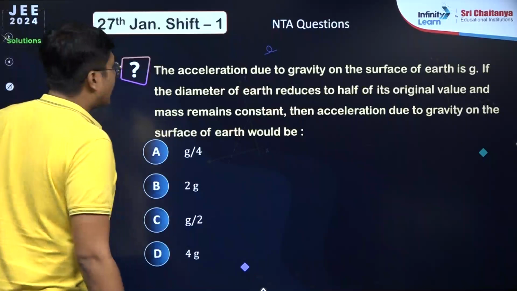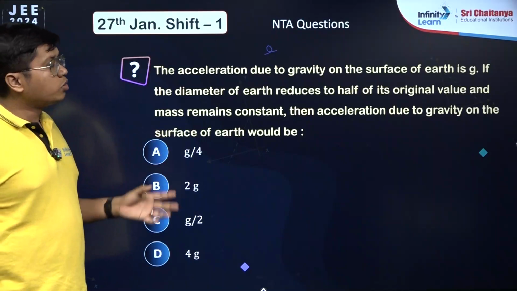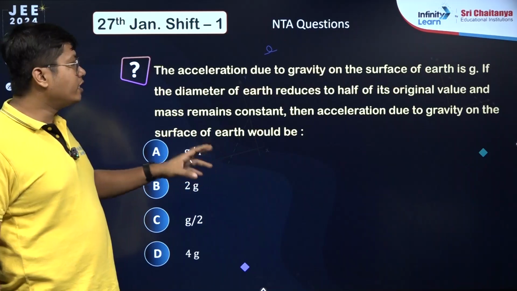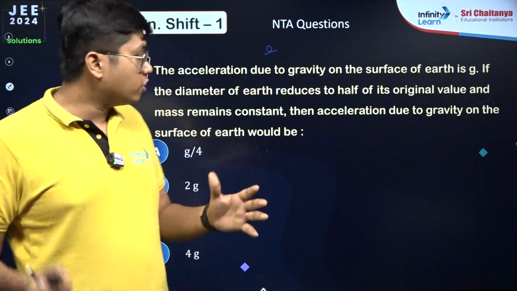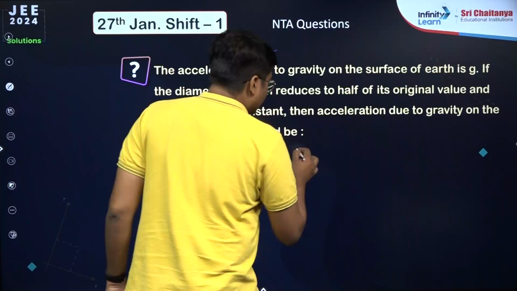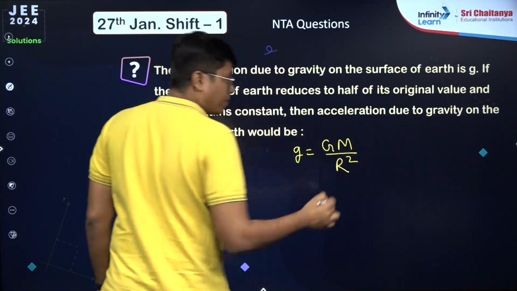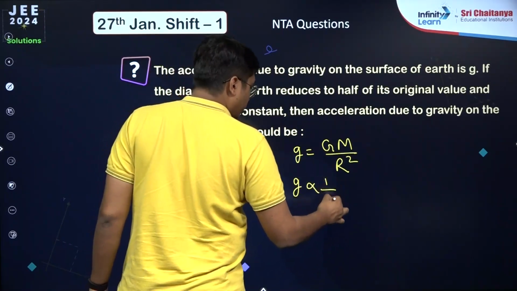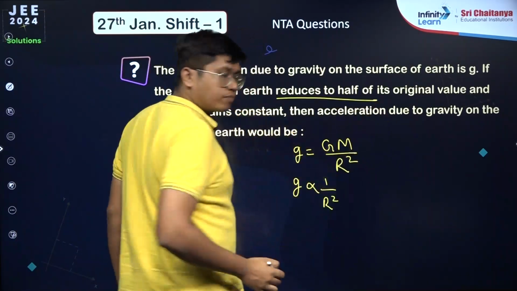Next question says acceleration due to gravity on the surface of the earth is g. If diameter of the earth reduces to half of its original value, mass remains constant, then acceleration due to gravity on the surface of the earth would be what? Just by reducing the diameter. So if diameter is made half, radius is also made half. We know acceleration due to gravity, g is equal to GM by r square. So g is inversely proportional to r square.